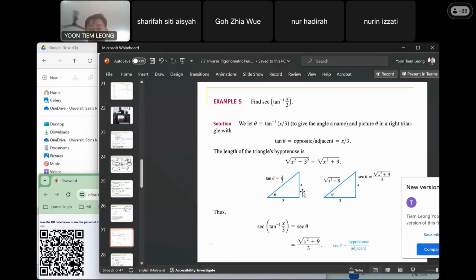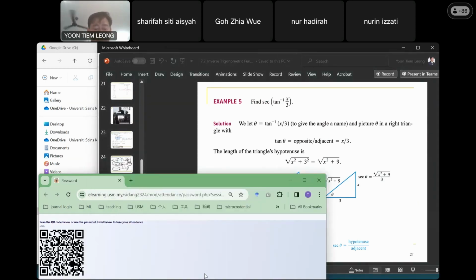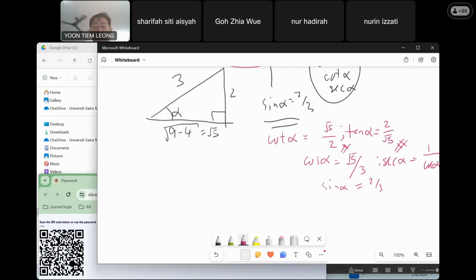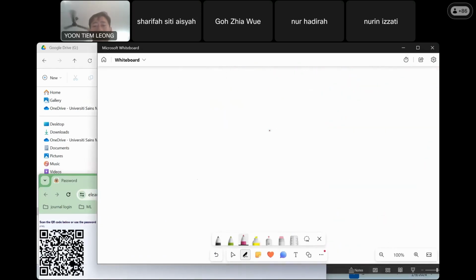So we finish that, then we go to example 5. Find the secant of arctangent of x over 3. So let me write down the question. Secant of arctangent x over 3.